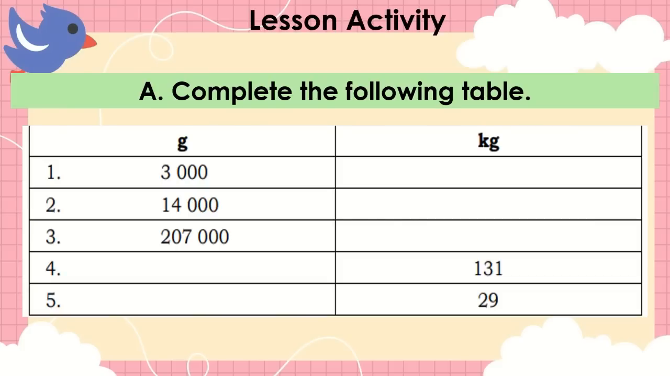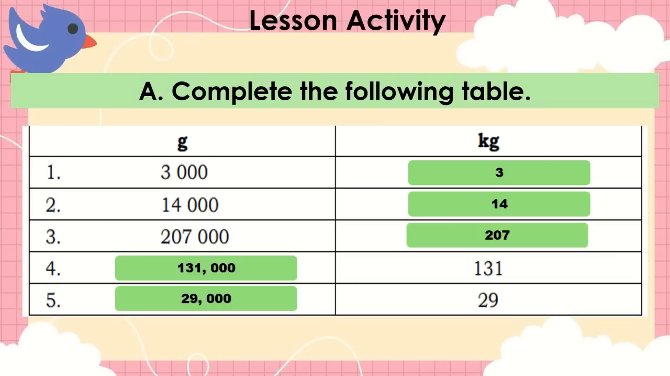For the lesson activity, complete the following table. We have the gram column and the kilogram column. Let us now check. Here are the correct answers. For number 1, 3, 2, 14, number 3, 207, number 4, 131,000, and number 5, 29,000.